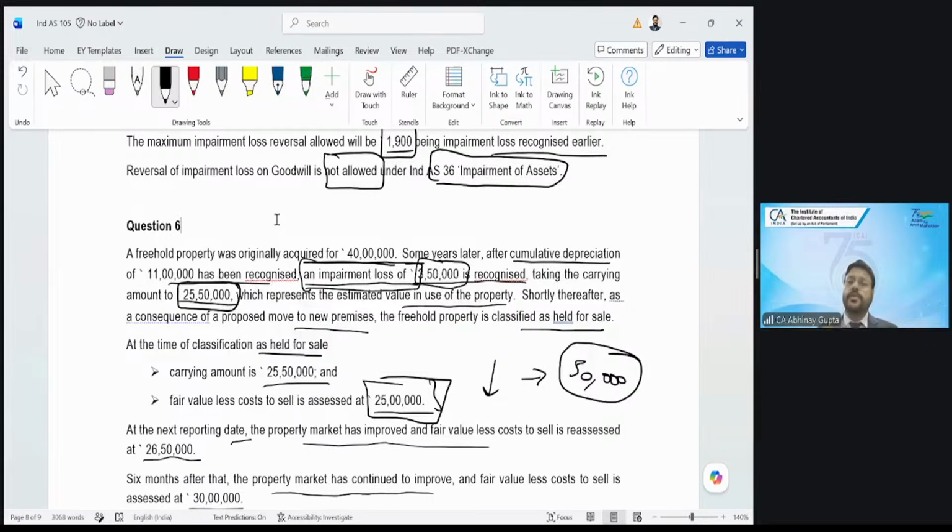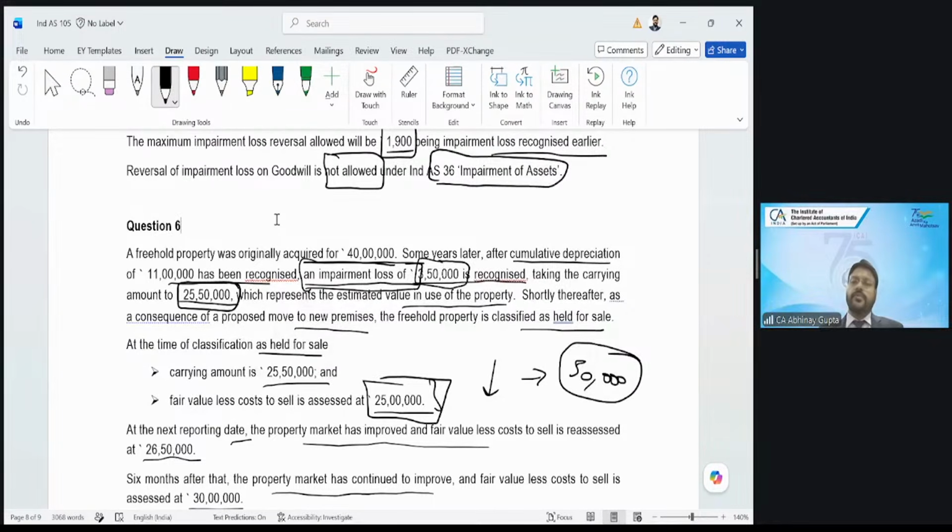It cannot go beyond that, right? So that is another key learning which we should note down somewhere on our writing pad for future reference and revision. And then at each reporting date, we will continue to remeasure that fair value less cost to sell. If it is coming down, we will record the loss.